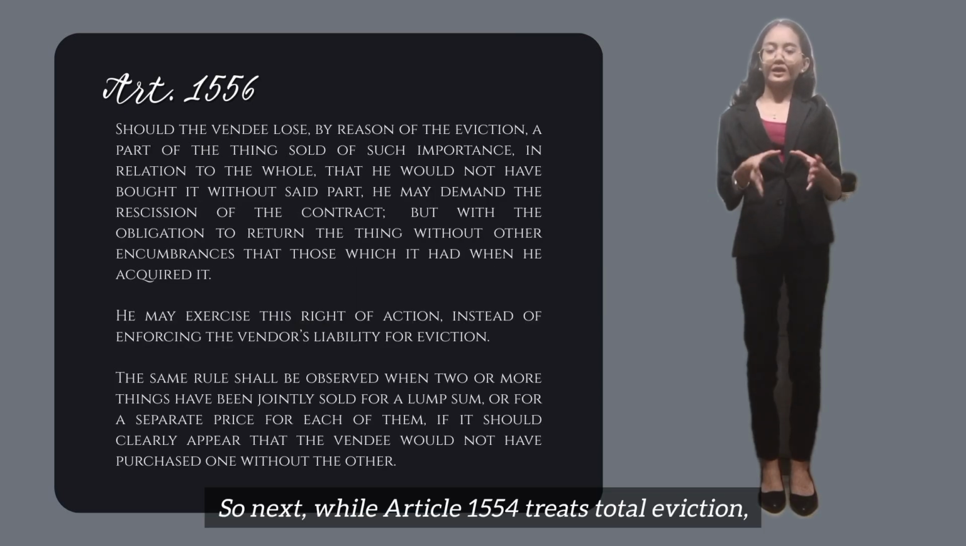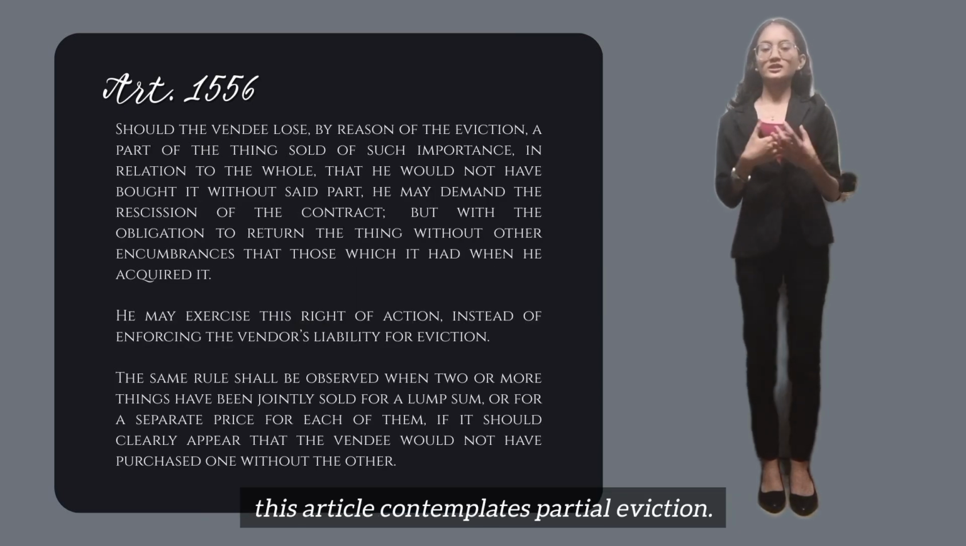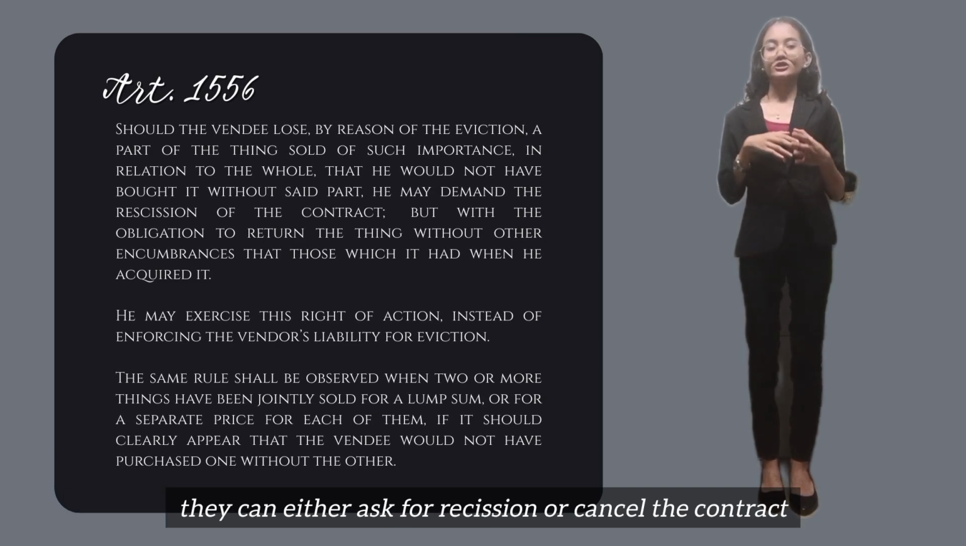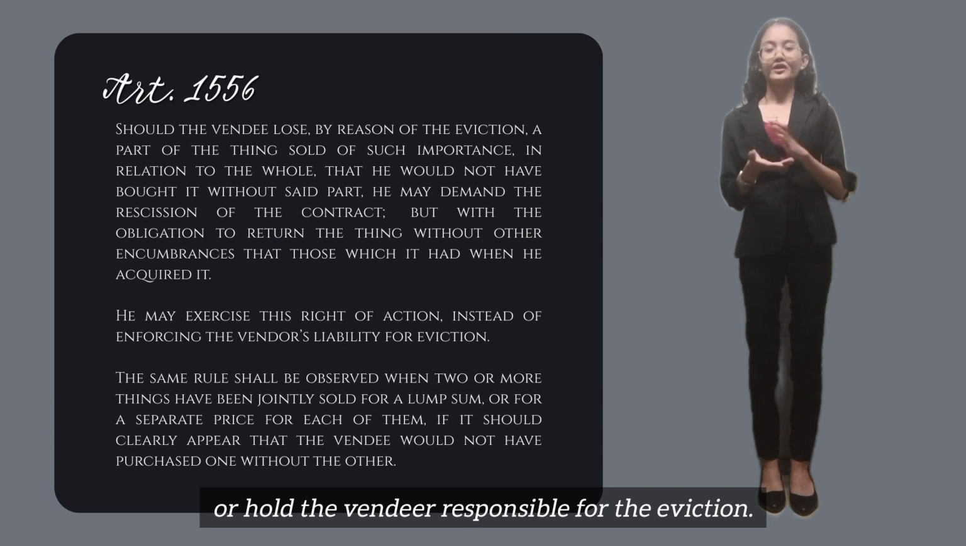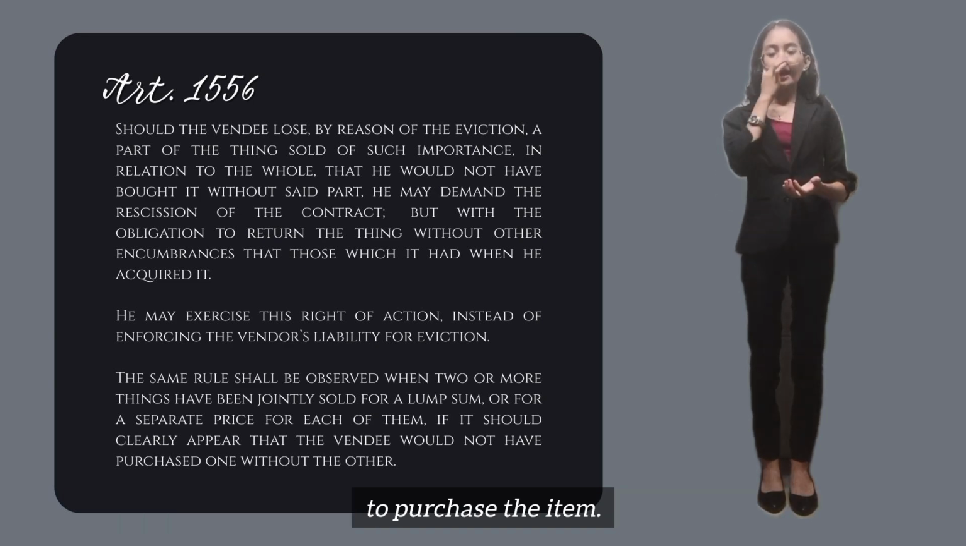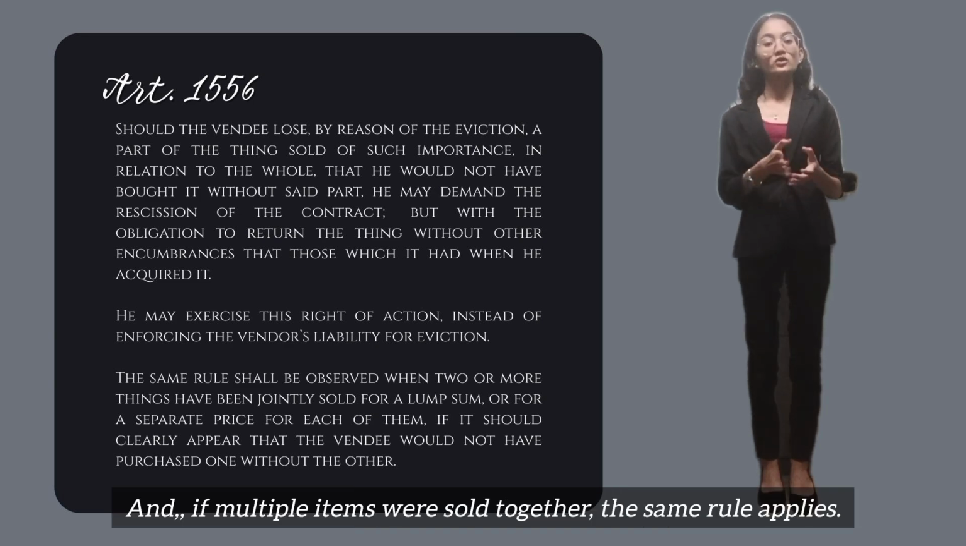So next, while Article 1554 treats total eviction, this article contemplates partial eviction. So if the vendee loses an important part of a sold item due to eviction, they can either ask for rescission or cancel the contract, or hold the vendor responsible for the eviction. This applies if the lost part was crucial to the vendee's decision to purchase the item. And if multiple items were sold together, the same rule applies.